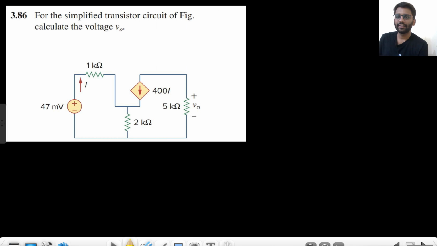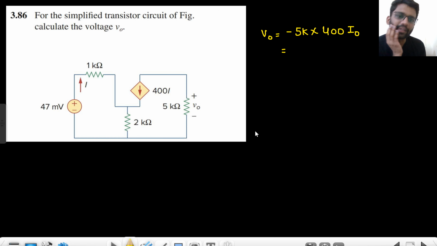You have to find the value of V naught in this question. Okay, so tell me what is the value of V naught? V naught is minus of 5 kilo ohm into 400 I naught. Are you agreeing to this point? Or I can write minus 2 into 10 to the power 6 I naught. This is your V naught value.